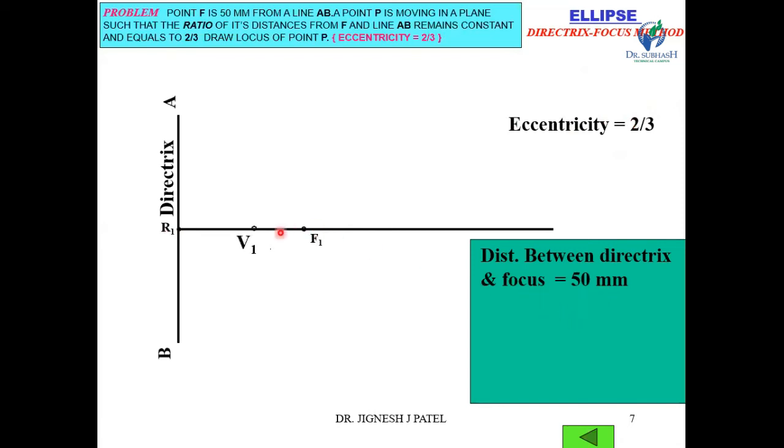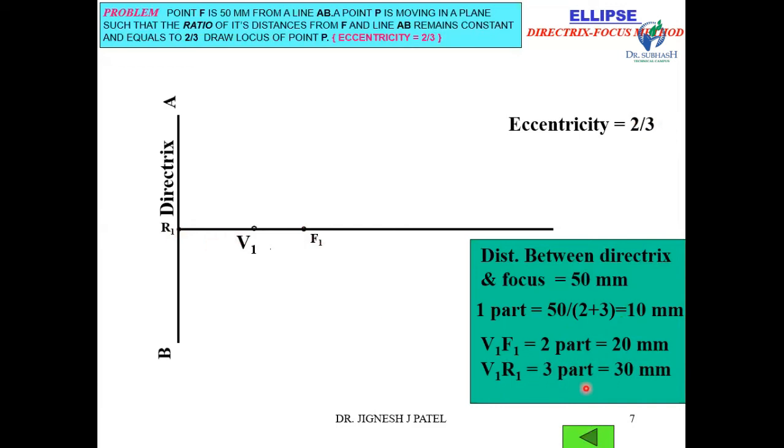So mark V1 in such a way that one part is equal to 50 by 2 plus 3, which is 5, so 10 mm. So we divide this R1F1 into 5 equal parts, and each part is 10 mm. So V1F1 is equal to 2 parts, which is 20 mm, and V1R1 is equal to 3 parts, which is 30 mm. So 20 by 30 is equal to 2 by 3. By this way, you can find the vertex.